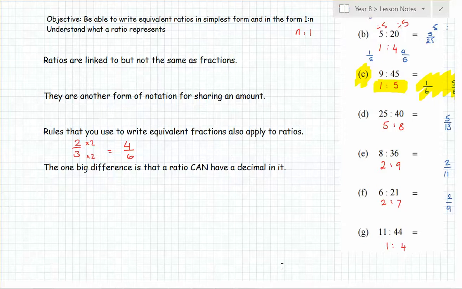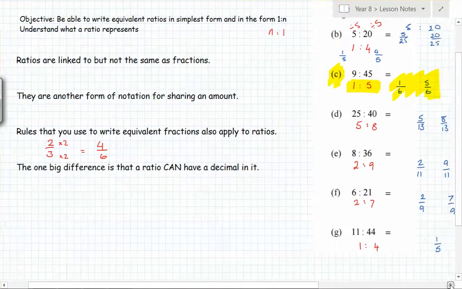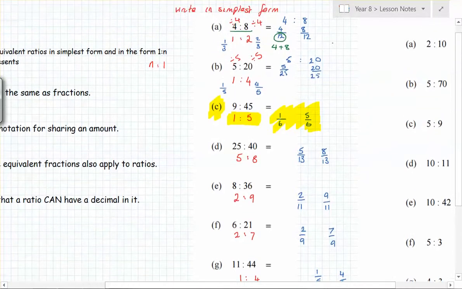Alright, so you don't need to write this because we've already done it. We're on ratio, and last lesson we were looking at writing ratios in simplest form. Simplest form was like fractions. When we started doing these questions, we had ratios that were simplified, and we also discussed how they were represented by fractions as well.